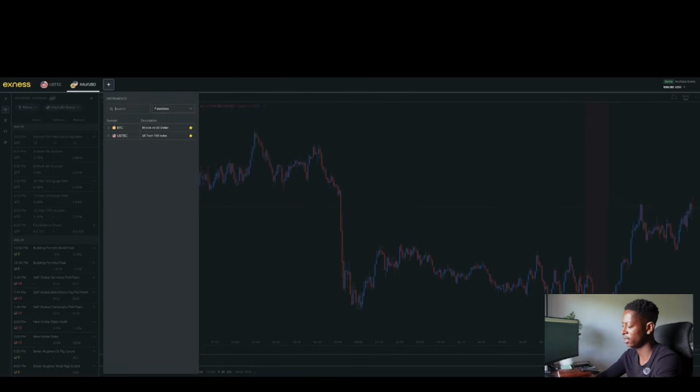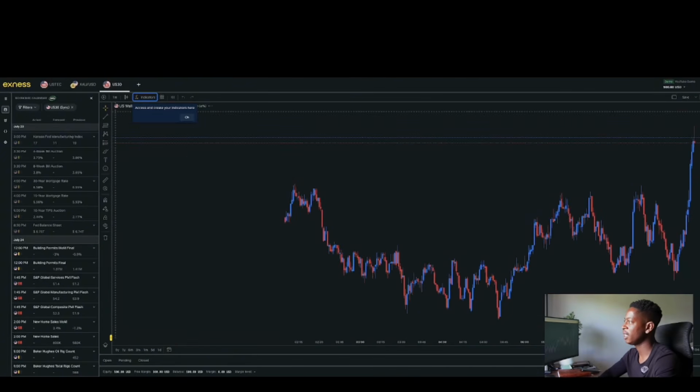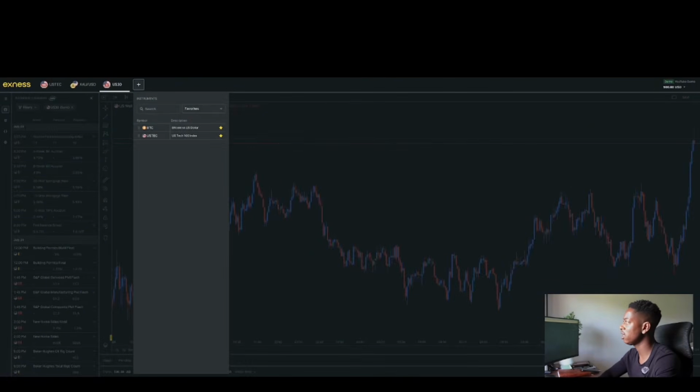Or maybe let's just say, for instance, US 30. I say I want to add US 30. There it is, you can see. So these are the instruments here at the top, and you can add as many instruments as possible.